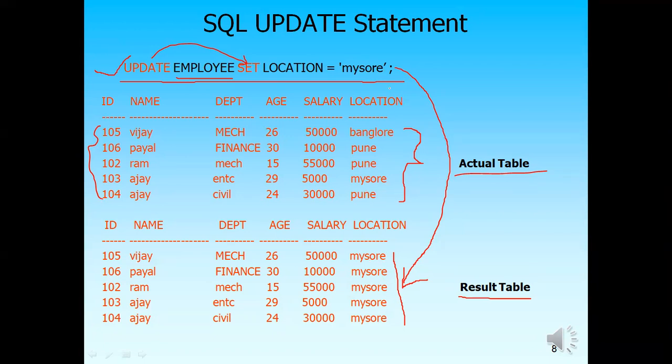So if you observe here, the output of this statement is that the location will change to Mysore for all the records. Why all the records? Because we have not mentioned any criteria for the update, right? So without any criteria, it will update all the records in the table. I hope, student, you are clear with this.